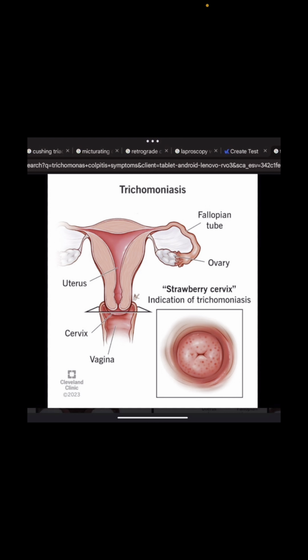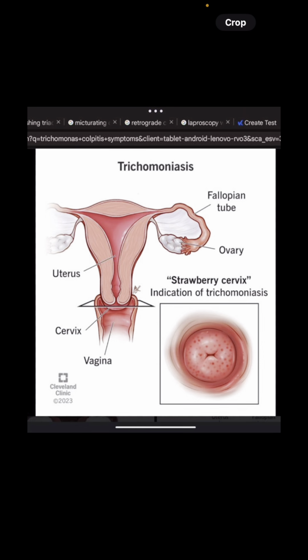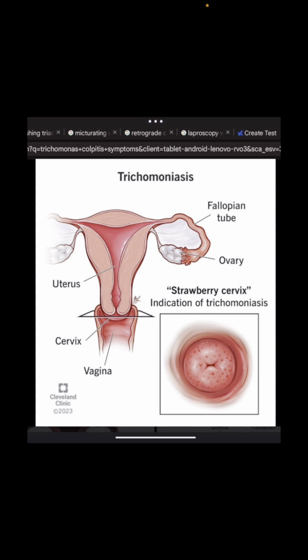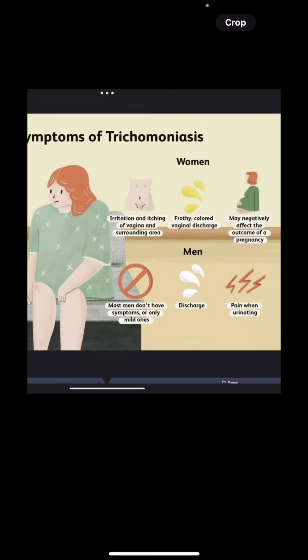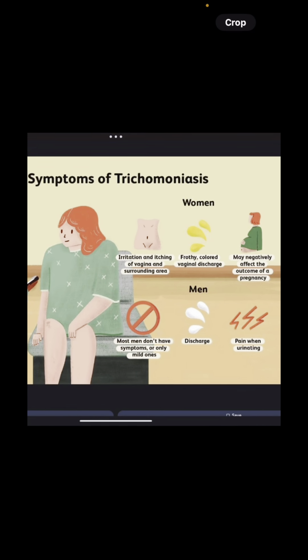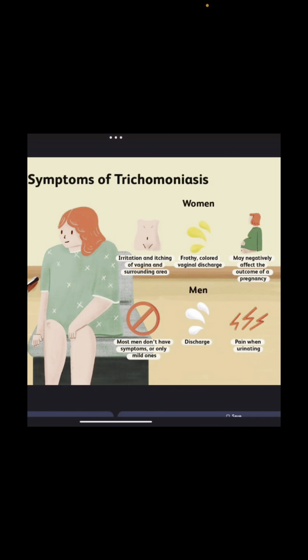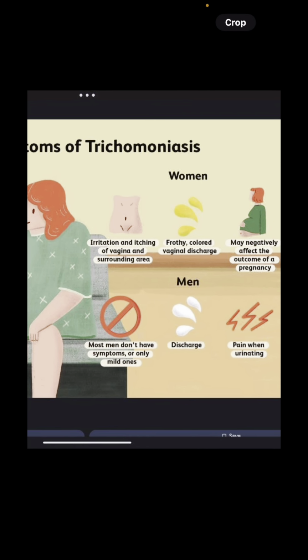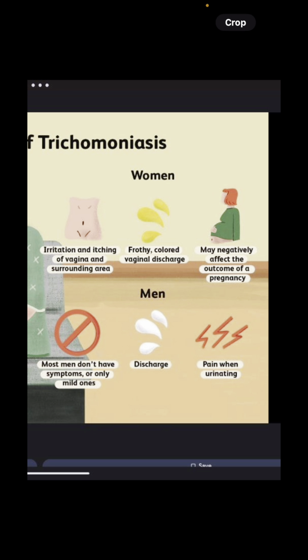In this picture you can see the KROK question will say the discharge is profuse, the discharge is foul smelling, the discharge is foamy, and the patient complains of burning and itching in the genitals. So this is the photo showing the symptoms of trichomonas colpitis, like frothy colored vaginal discharge, irritation, itching of the vagina and surrounding area. Most men don't have symptoms or only mild ones, discharge and pain in urination.